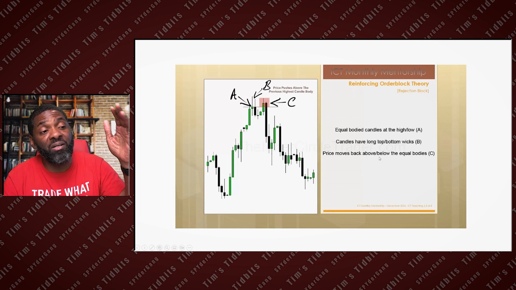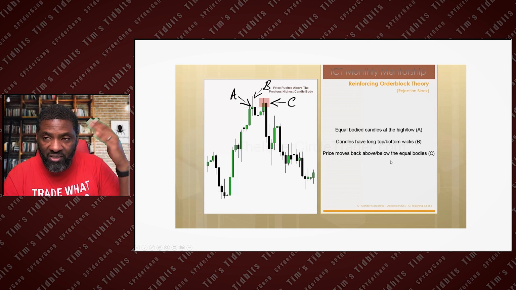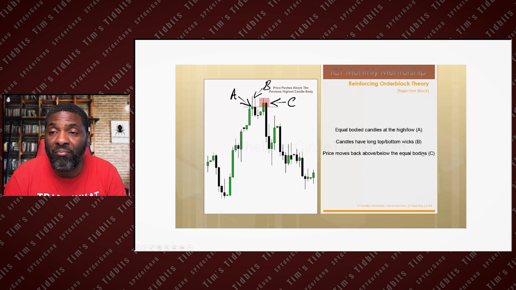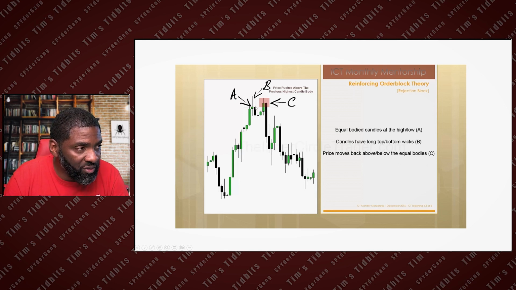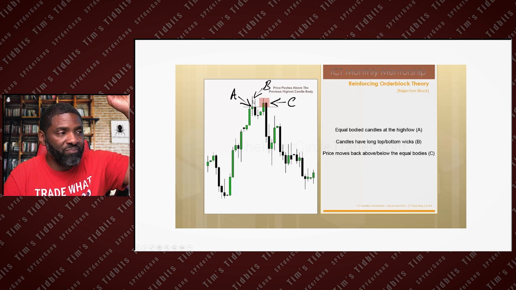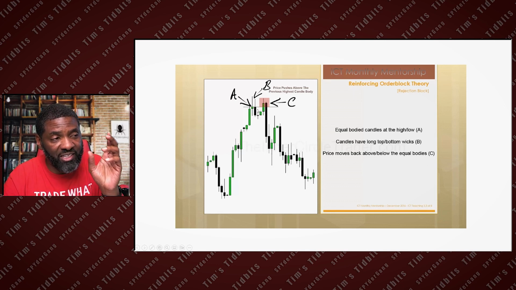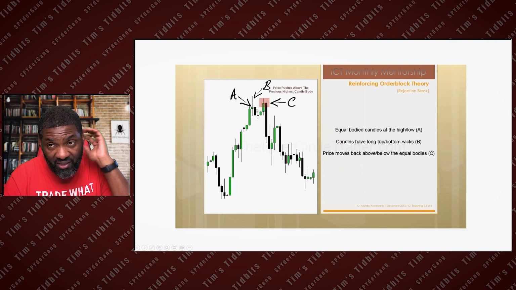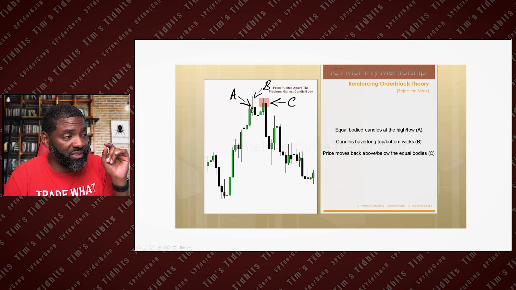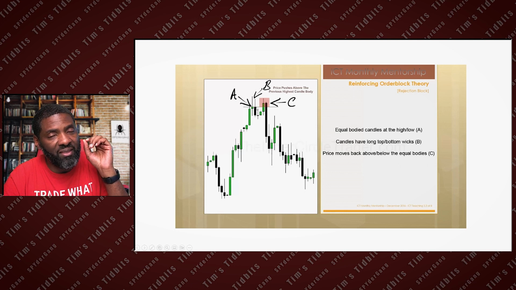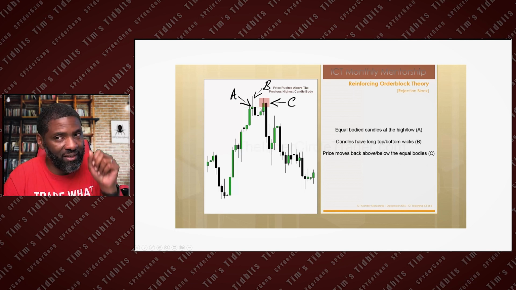Price moves back above or below, either way you're looking at it, the equal bodies, right? That's C. So here you go. You got the candles coming up to the high, have a long wick. It can be one candle, can be two candles. When I see multiple candles, that's when I'm like, hey, that's a rejection block. That's when I pick up on it and notice it, right? One candle, I don't pay it so much attention, but when it's multiple candles, I lock in. It makes me say, hey, that's a rejection block, right?